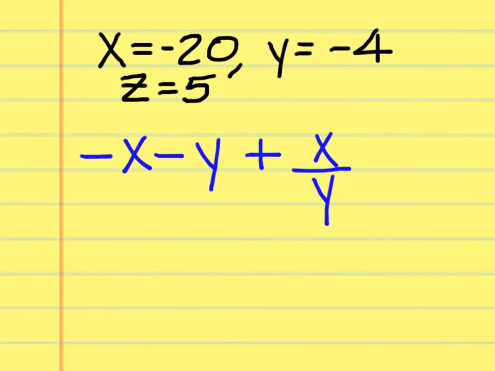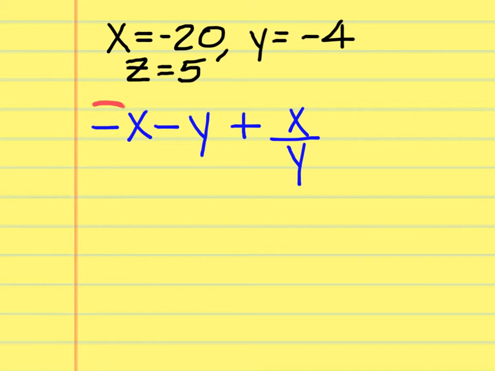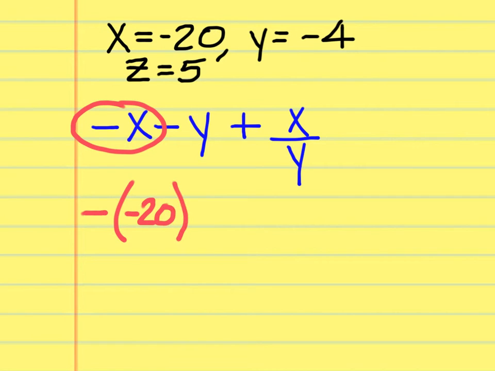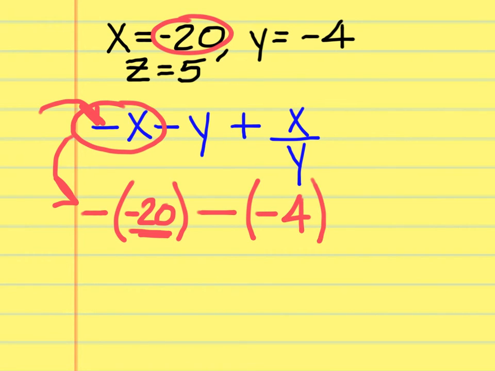Let's fill in what we know. You have a negative x here. So that means you write negative, and then you're going to insert the value for x, which is a negative 20. A negative x is a negative 20. You don't get rid of the negative sign just because you have one here. That stays, and it's right there. This just happens to be a negative number. Minus y. Y is a negative 4, so it's minus a negative 4. And then you have x, which is a negative 20, divided by y, that's a negative 4.